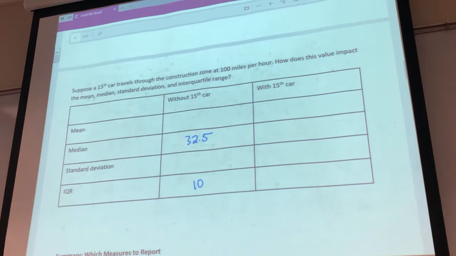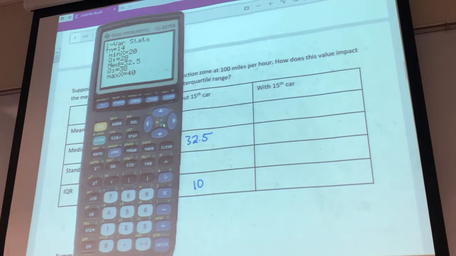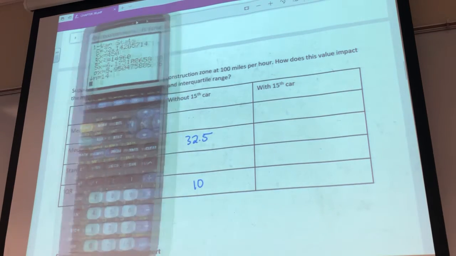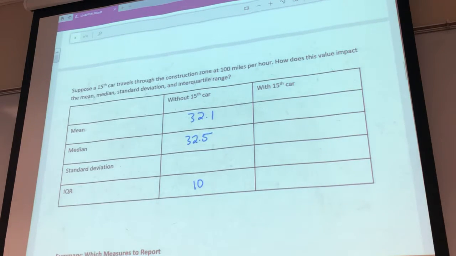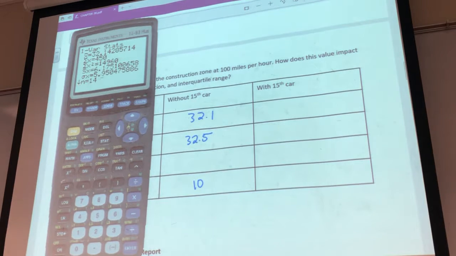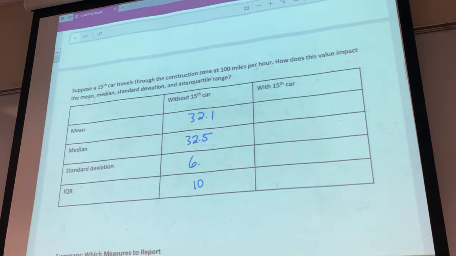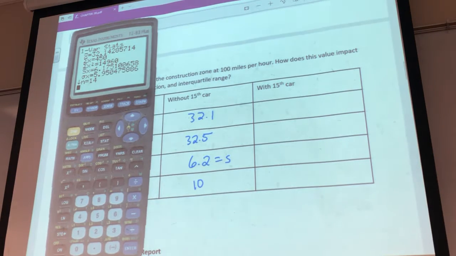All of the other things, the mean and the standard deviation, we can get. Is it already on here? Yeah. All right, so I ran my 1-bar stats. I've got my mean up at the top, it's 32.1. And then my standard deviation for this one, do I want to do S or sigma? S, yeah, so I'm going to write a 6.2. S, and that's because it's a sample of 14. They did a random sample of 14 cars, so since they're using a sample, it's going to be S and not sigma. Sigma would only be if they did every car that goes through that construction zone.